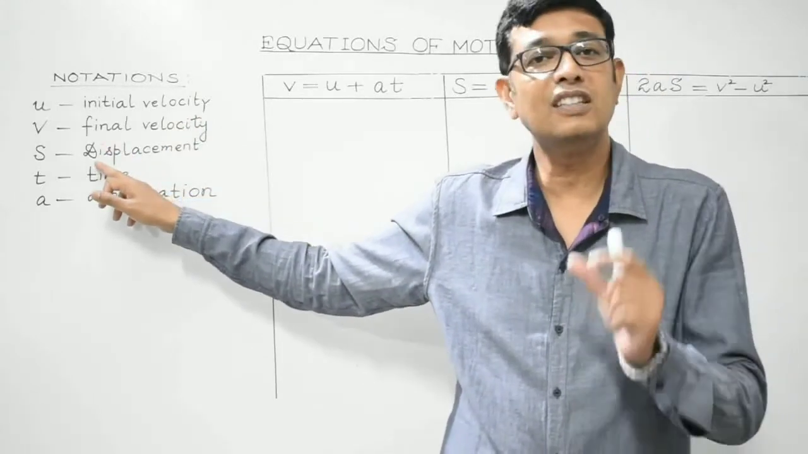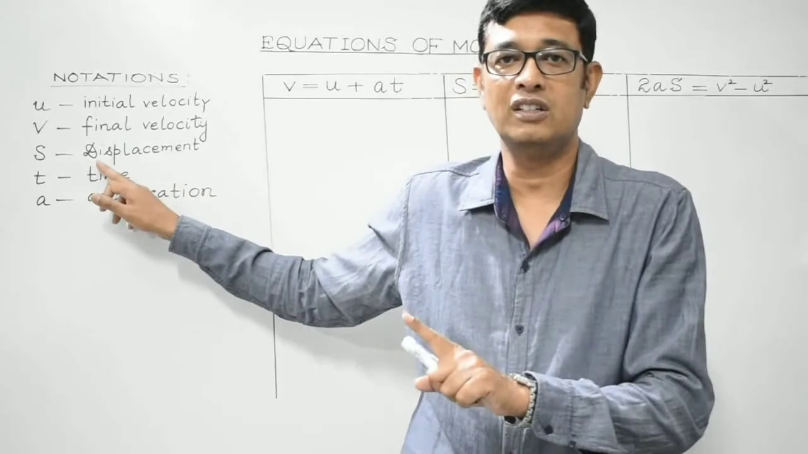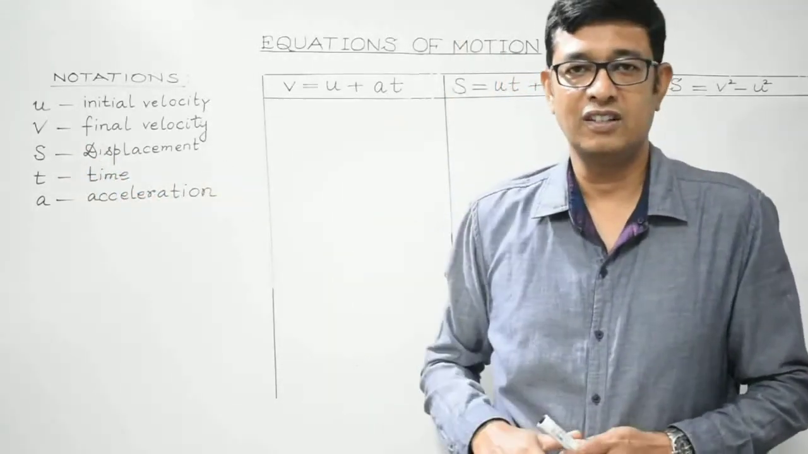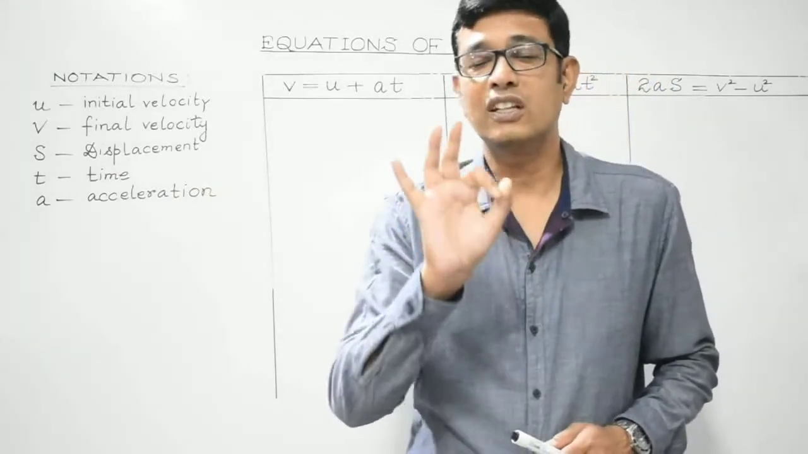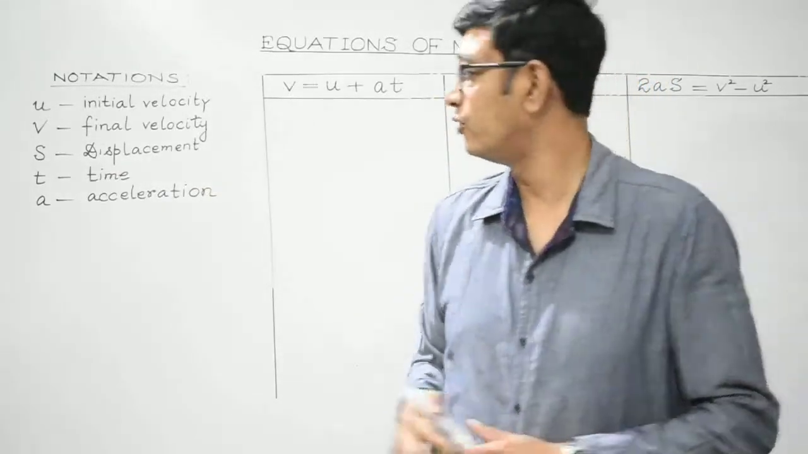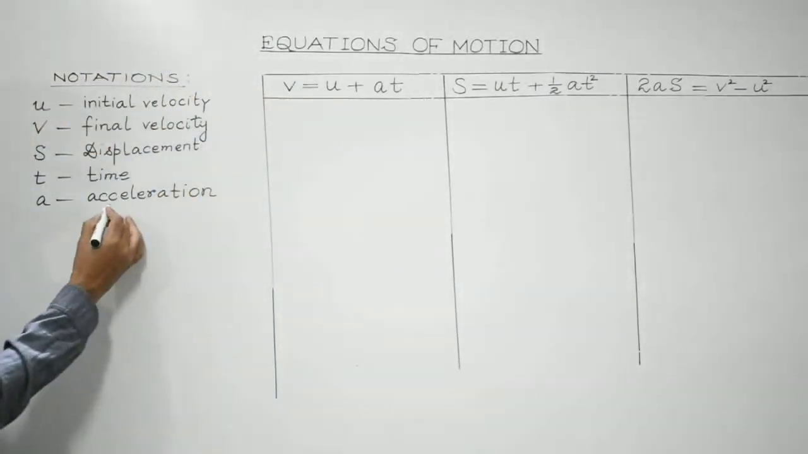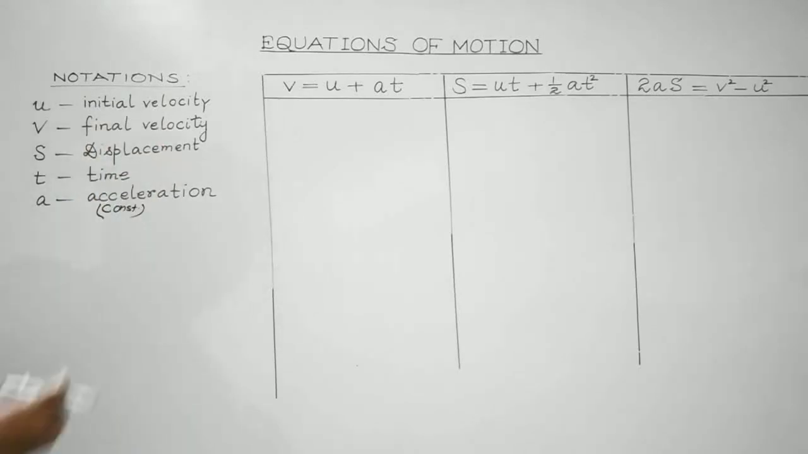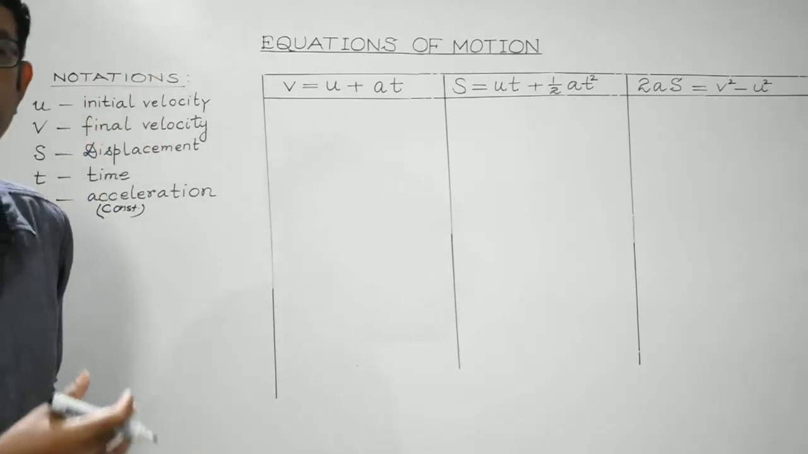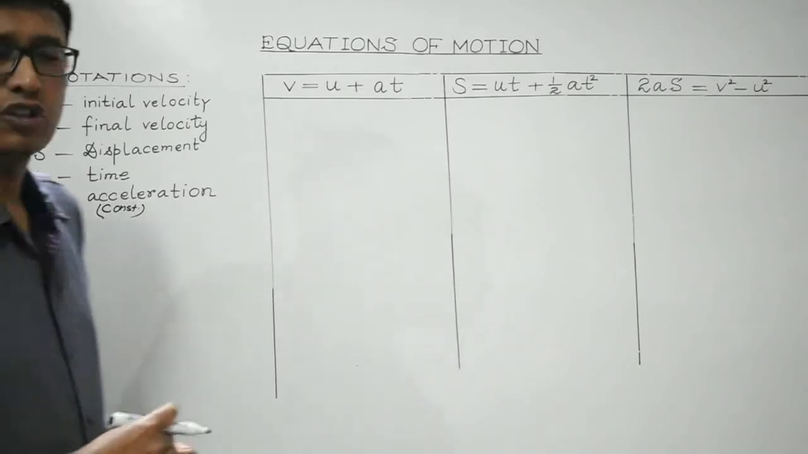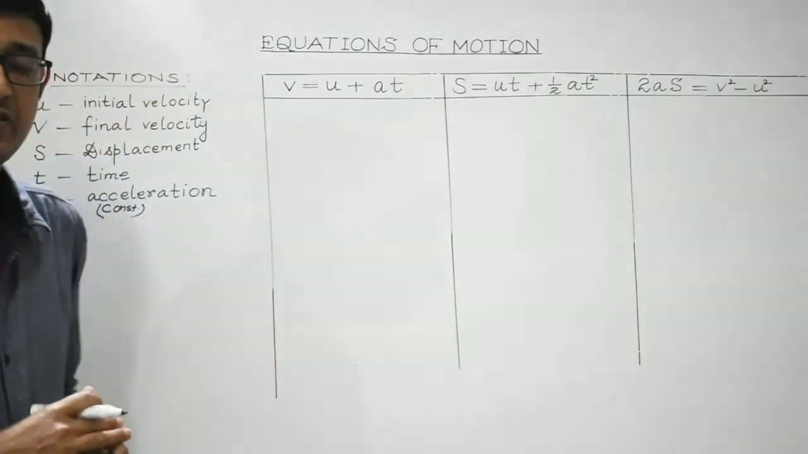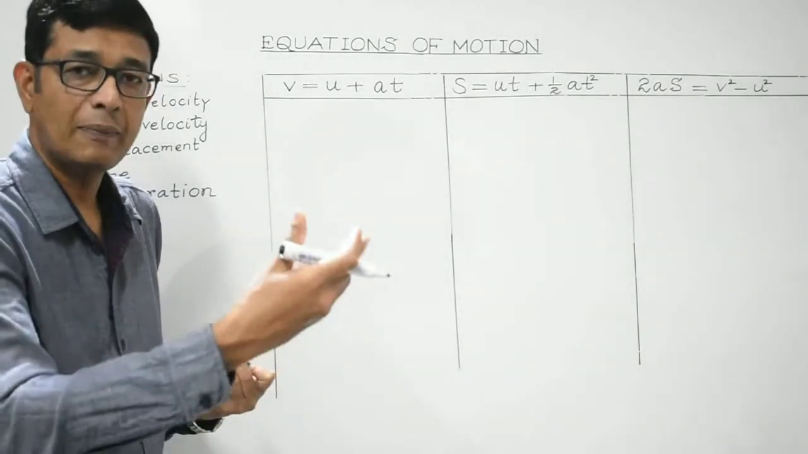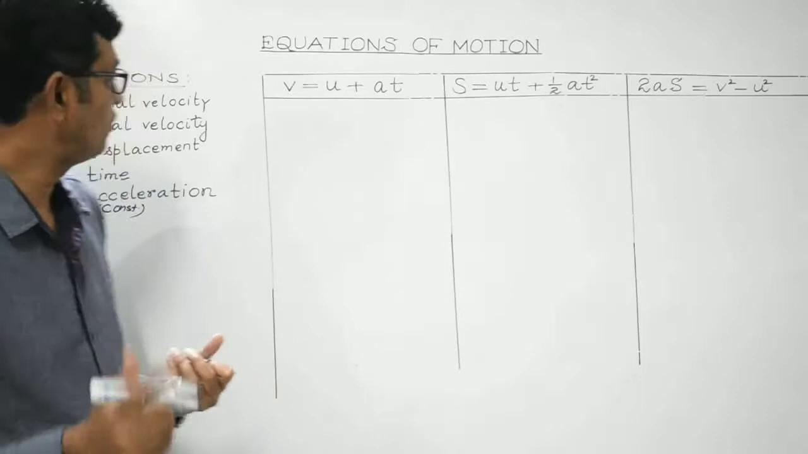S is the displacement covered by the body during time t. And A is the acceleration. And since we are considering uniformly accelerated motion, therefore acceleration is constant. So let's see which of these quantities are constant and which of them are variable. Constant means whose value will remain fixed even with the passage of time. Variable means whose value will keep on changing with the elapse of time or with the passage of time, right?